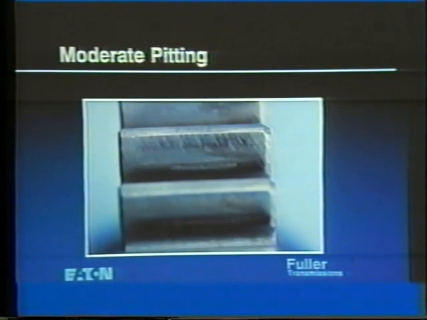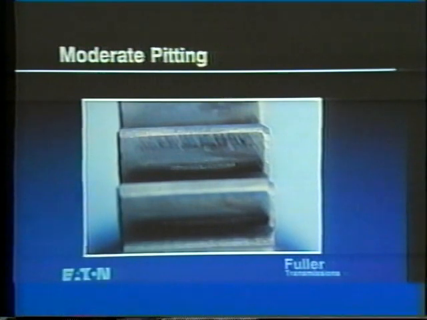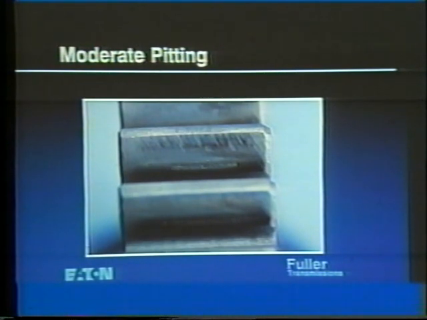This gear shows pit craters approximately twice the size of the craters in initial pitting. The pits are widely distributed across the face of the tooth. The teeth have not been significantly weakened at this stage, and there is no danger of breakage. This type of moderate pitting will not cause noise. This gear can give many more miles of useful service.